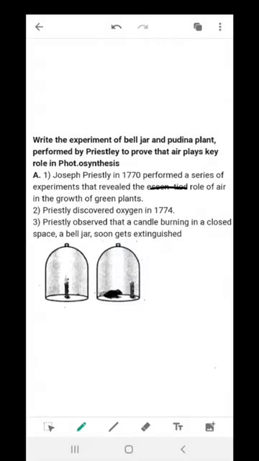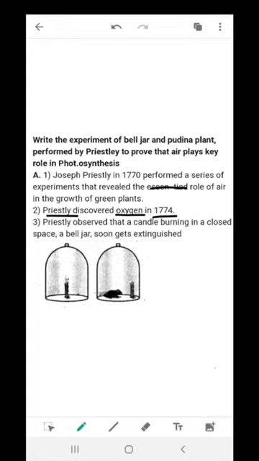Students, here I am providing the detailed description of the bell jar experiment done by Joseph Priestley. Joseph Priestley in the year 1770 performed a series of experiments that revealed the essential role of air in the growth of green plants. Priestley discovered oxygen in the year 1774. Students, please note down, Priestley discovered oxygen in the year 1774.